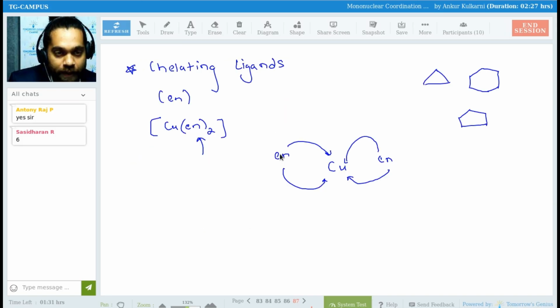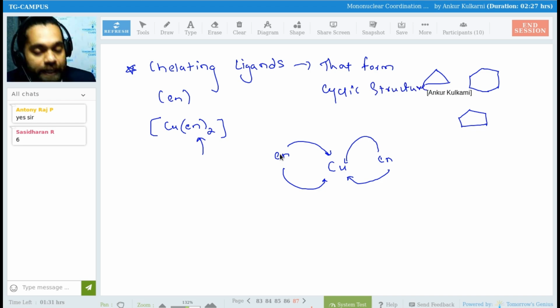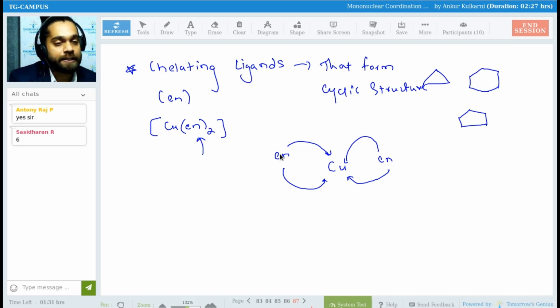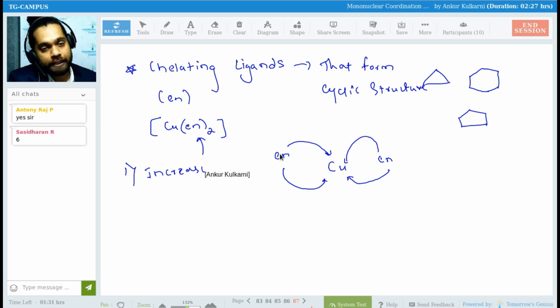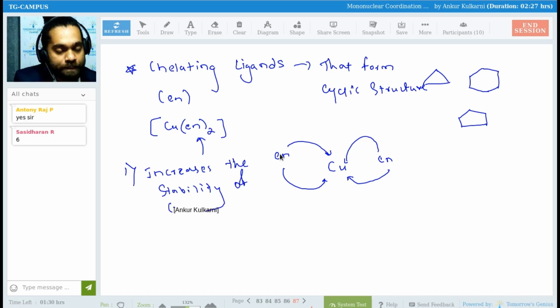So the ligands that form cyclic structure, write it down, are called chelating ligands. Basically, those chelating ligands increase the stability of the structure, because since it is a closed cycle, it is holding the atoms more properly. It increases the stability of the structure or complex.